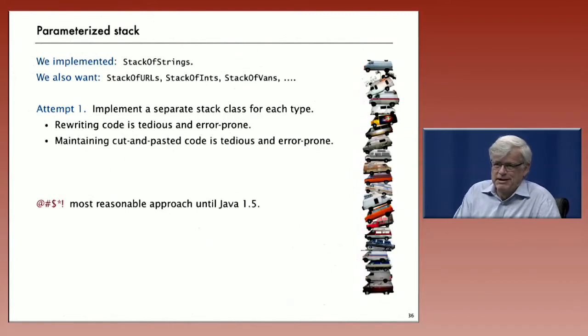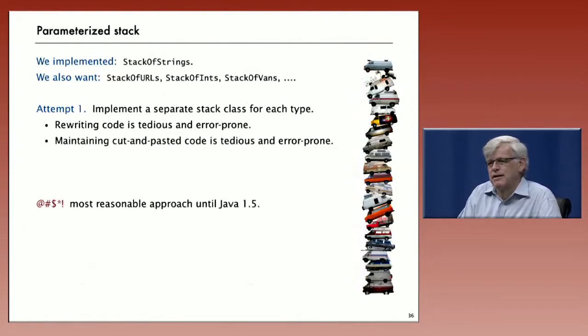All right, so we implemented stack of strings, but in applications, we have all different types of data that we might want to implement, like stack of ints, say, or URLs, or cars, or vans, or whatever data that we might be processing. So how are we going to implement stacks and queues for those types of data?